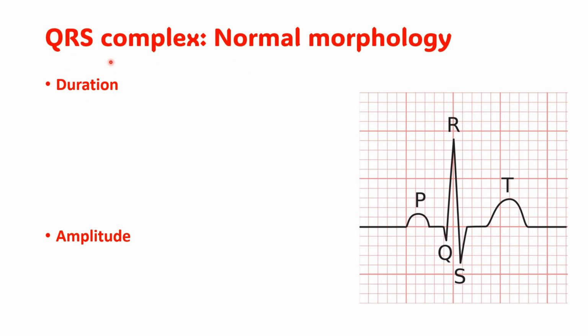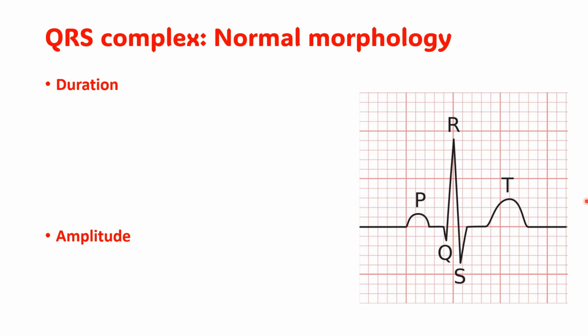So we're looking horizontally because we're talking about time. The normal duration of the QRS complex is that it should be less than 0.1 seconds. We can see that it's roughly about two small squares wide, remembering that one small square is 0.04 seconds.